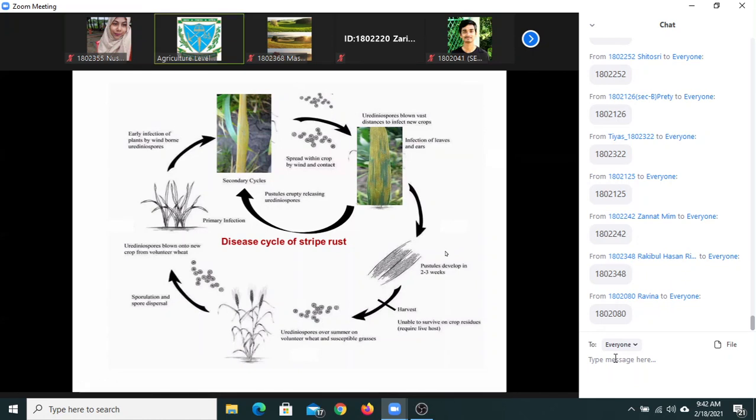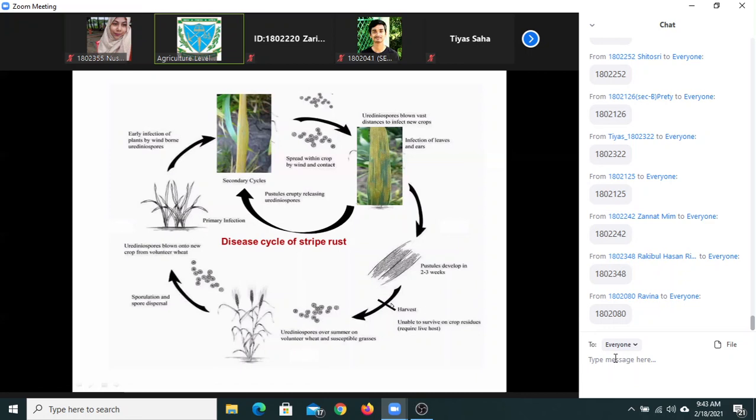Once you harvest, what will happen? Because the pathogen cannot survive without a living host, it is unable to survive on crop residues. That means it requires a host, that means volunteer wheat plants or other grasses. They can survive on the volunteer wheat plants or other grasses. So that is in brief the life cycle.